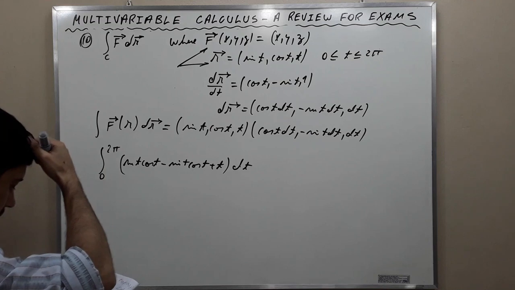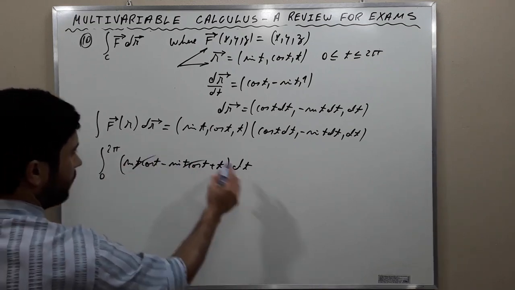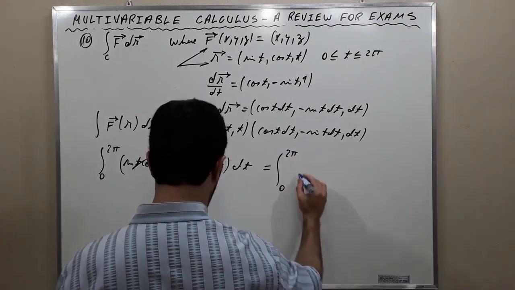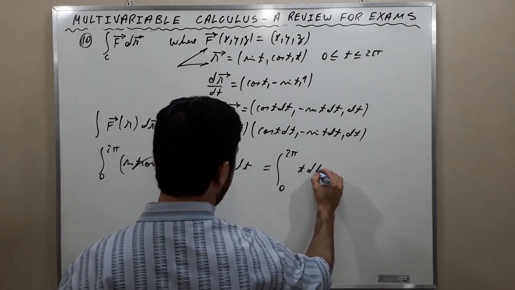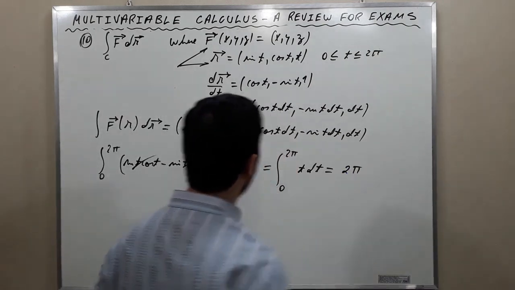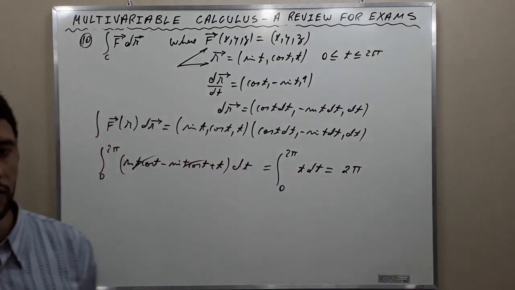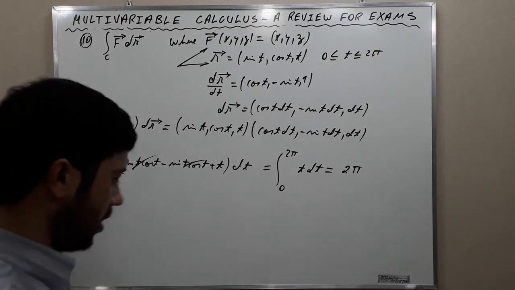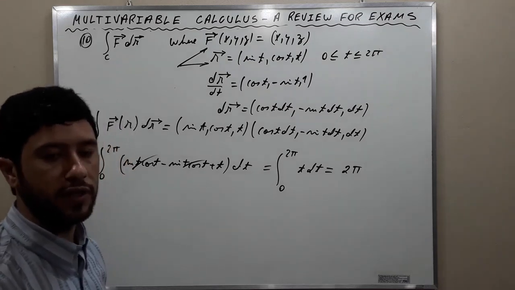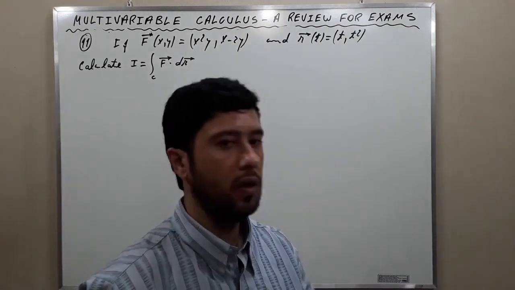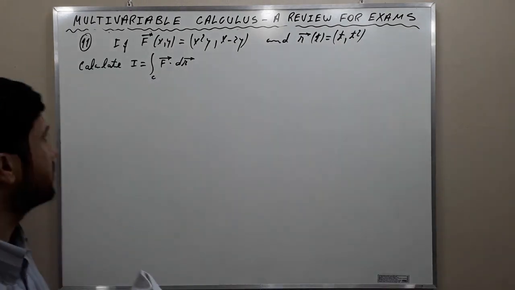Okay? We cancel this with this, and we get the integral from 0 to 2 pi of t dt, and by developing this we find 2 pi. Okay? This is everything for exercise 10. Okay, I think we have time for the last exercise. Let's attempt to do the last exercise.